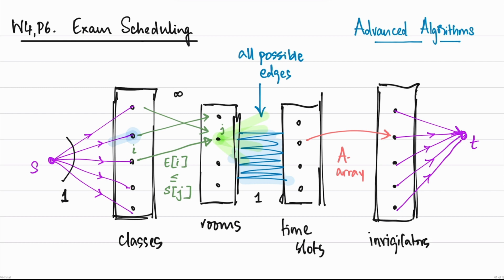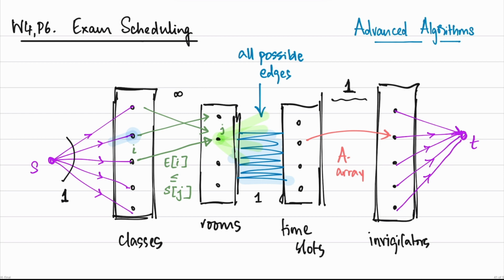So a capacity of 1 will basically force this incoming flow to in fact split and go into different time slots, and then will be good in terms of clashes. And similarly, because we don't want invigilators also to be doing double duty at the same time, these are not Zoom exams, so we're going to have a capacity of 1 here as well.